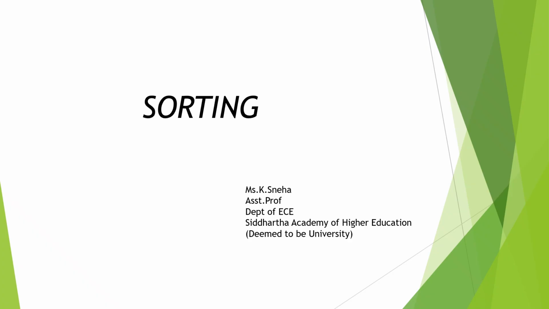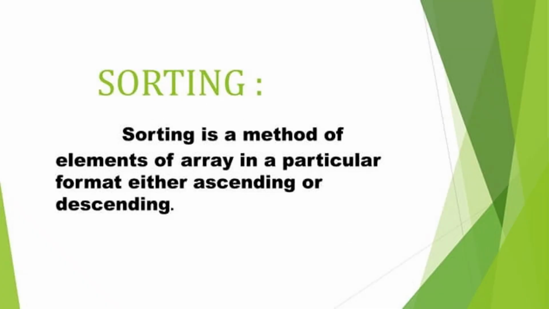Now let us discuss about sorting. So this slide introduces the topic of sorting, defining it as a process of arranging array elements in a specific order, either ascending or descending. Sorting improves data retrieval speed, making searches and analysis faster. Stable sorting algorithms maintain the order of equal elements, which is important in applications like databases.